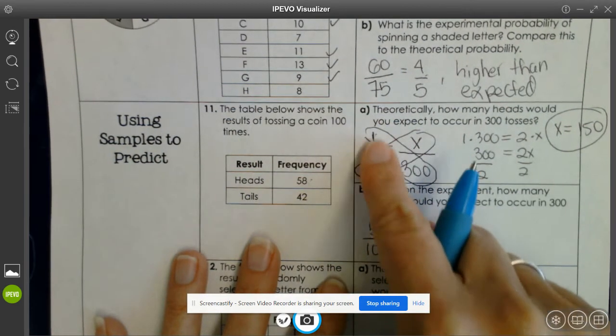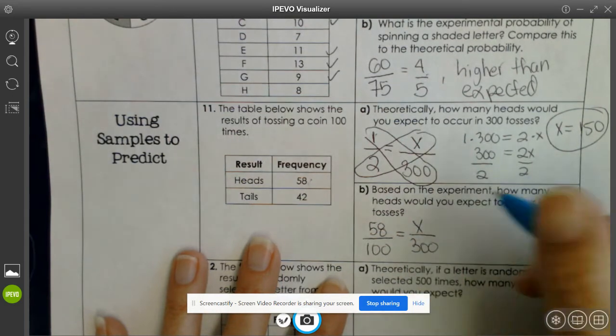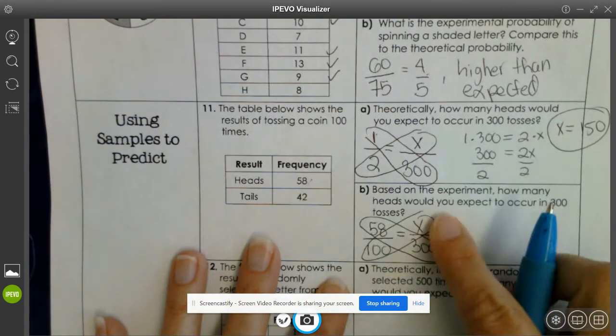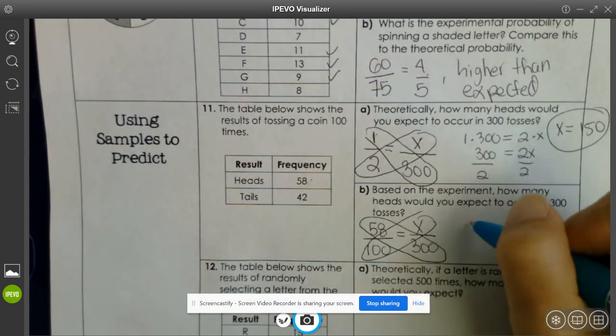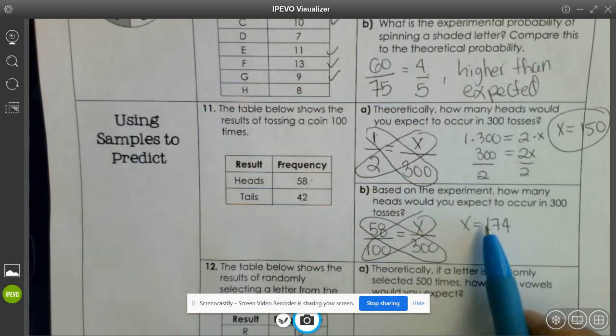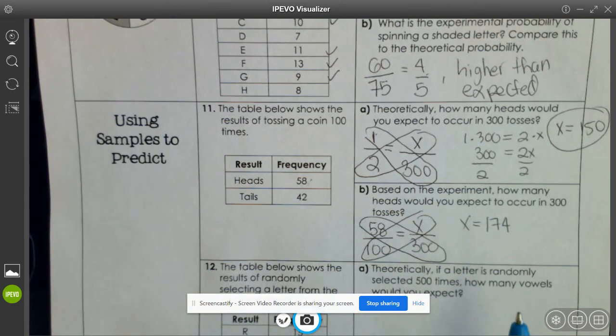So this part is the theoretical, right? And this one is what happened in the experiment. So what would happen? How does it change? So you multiply the numbers and divide by the one with the letter. So that is 58 times 300 equals, and then divided by 100. That is 174. So that's what actually happened. This is what actually happened, okay, the experimental, based on these numbers. All right.